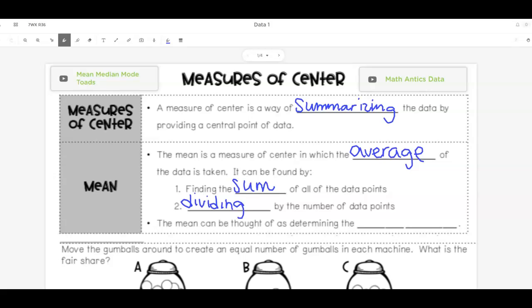Elijah, let's get to work. Do you have a pencil?